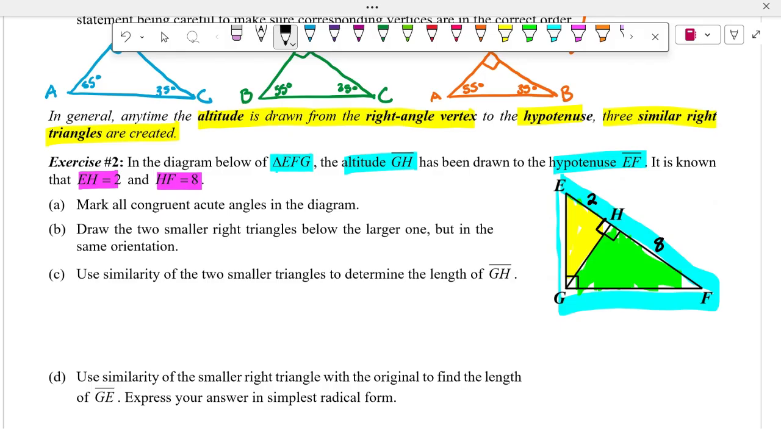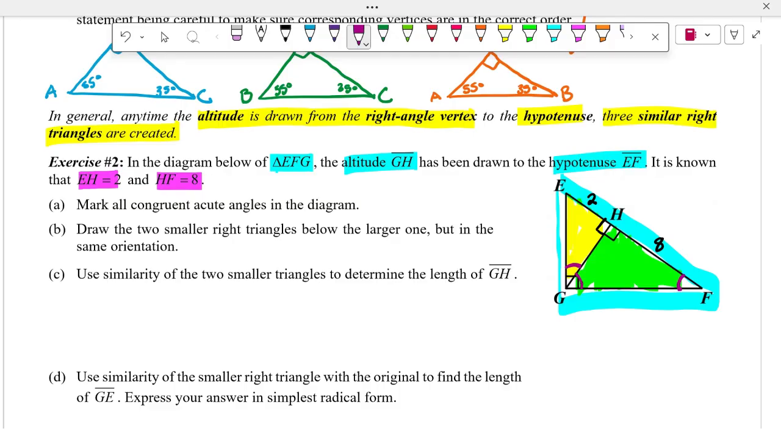Okay, so first things first, we're going to mark all of the congruent angles. The 90s are already marked. Let's start with our big triangles. What other angles within the other triangles would be congruent to angle EFG? So G, nope. HGE. That's the other one.